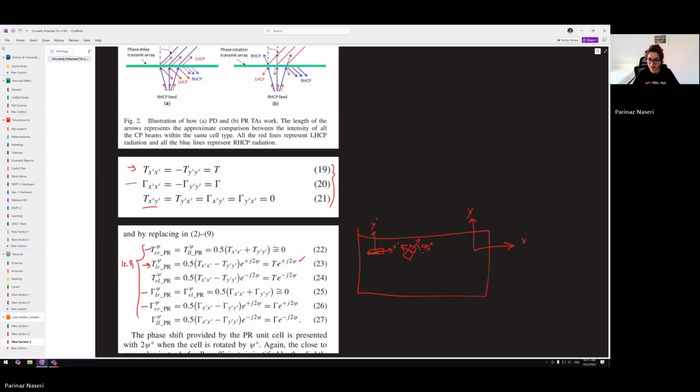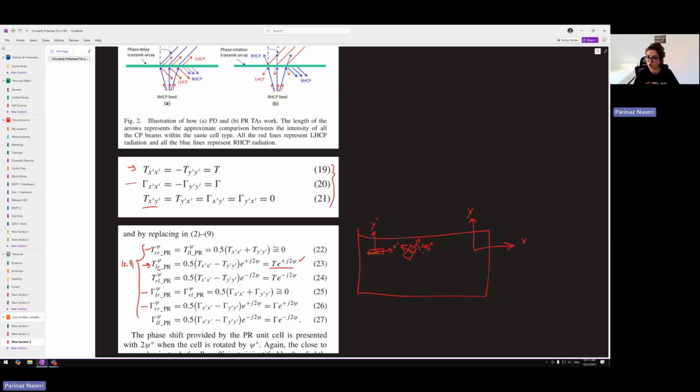Okay, so it says if x prime and y prime are along x and y, so psi is 0, then you have no phase applied to the wave in the RHCP or LHCP, basically, no phase. But as soon as the unit cells are rotated whatever degree, let's say 45 degrees, then the wave that is exciting this on the other side is going to switch its polarization and then experience twice the rotation angle of the unit cell in the phase difference, in the phase shift, basically.